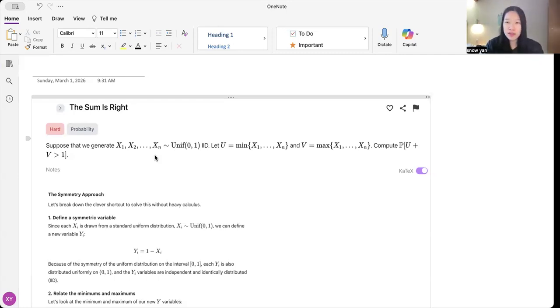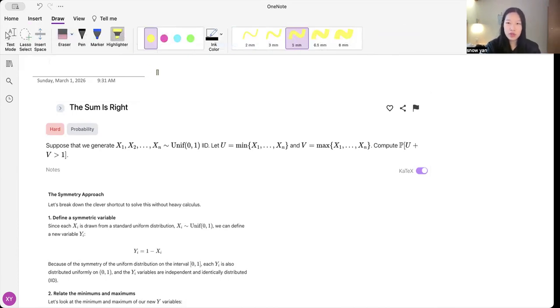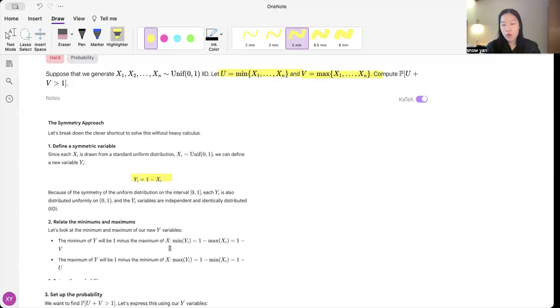Honestly, the minute I see this question, my first thought is probably I need to take the integral and go from there. But there's actually a very unique trick to this question that doesn't require calculating too many integrals. Basically, the idea is to use symmetry. So the minute we see the minimum and maximum, we can define a second variable called y, which is just 1 minus x respectively. And because x follows this distribution, y should also follow it, because 1 minus x would still fall within the range of 0 and 1 and would still be uniform.